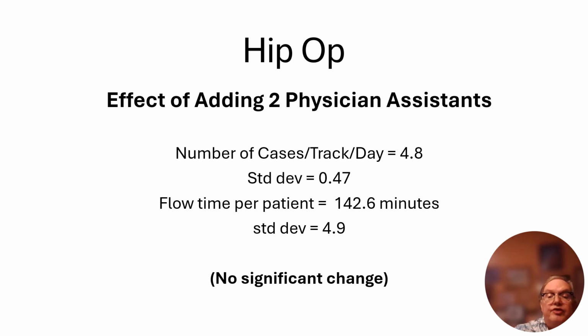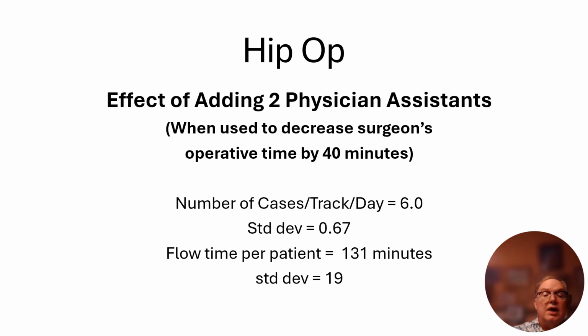The effect of adding 2 physician assistants: the number of cases doesn't change and the flow time doesn't change, so that makes no significant change. The effect of adding 2 physician assistants, if they are used appropriately, that is, they prep, position, and close the wounds for cases and allow the surgeon to move on to more cases, effectively decreases the operative time by about 40 minutes, which increases the number of cases that can be done to 6 cases per day. Flow time stays about the same at 130 minutes.